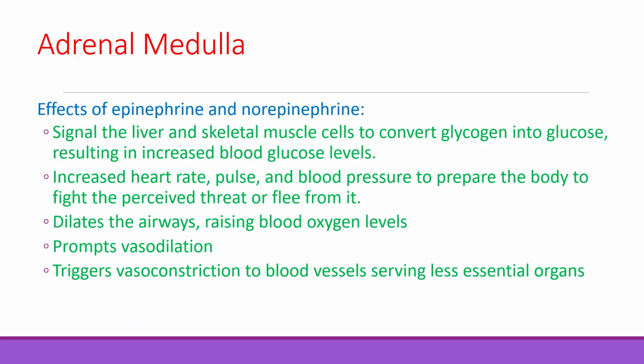The effects of epinephrine and norepinephrine: they signal the liver and skeletal muscles to convert glycogen, the storage form of glucose, into glucose, dump it into the blood so you have extra blood glucose so you can fight or flee. Increased heart rate, pulse, blood pressure, all preparing your body for a perceived threat. Dilates the airways so you can get more air in, therefore more oxygen in. Promotes vasodilation of your vessels and triggers vasoconstriction in the blood vessels that serve less essential organs like your digestive system, right? Your digestive system is not especially important when you're in an emergency, right?